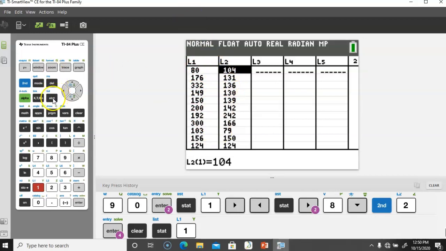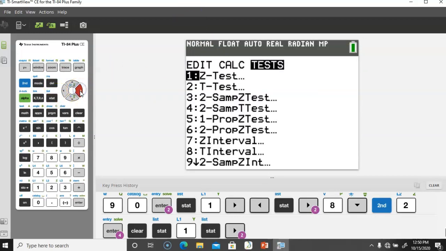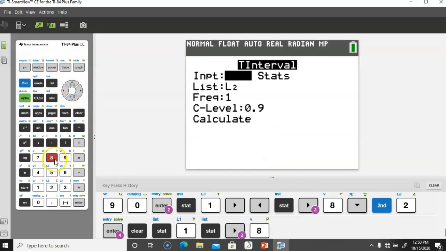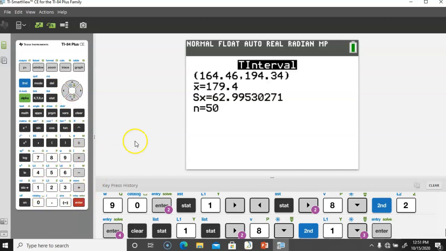So we're going to go to stat, over to test, and down to number 8, which is T interval, because we don't know the population standard deviation. Here we choose data because we're using the data set, and we start with L1. We want a 90% confidence level, and we calculate. So here's the confidence interval for this data set. Keep that in mind, write that down, and then we'll use that for comparison.